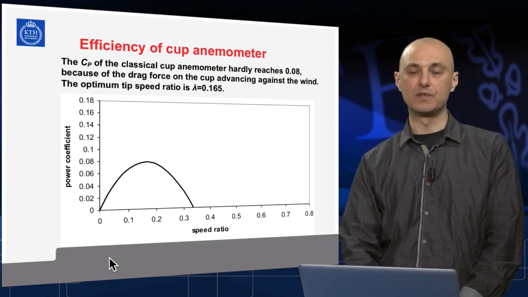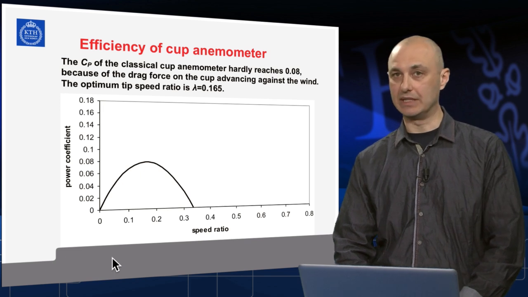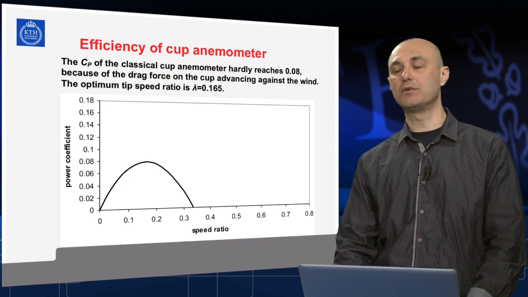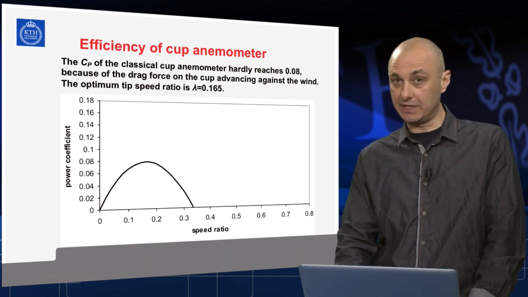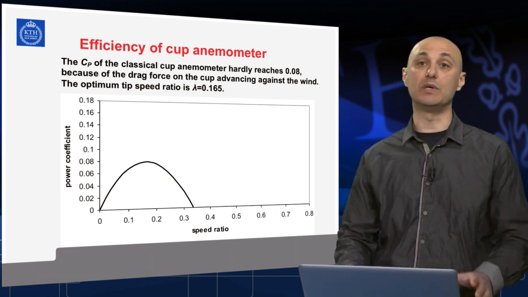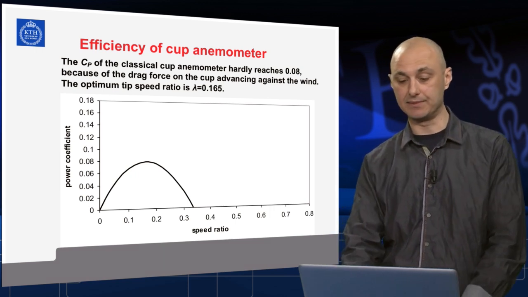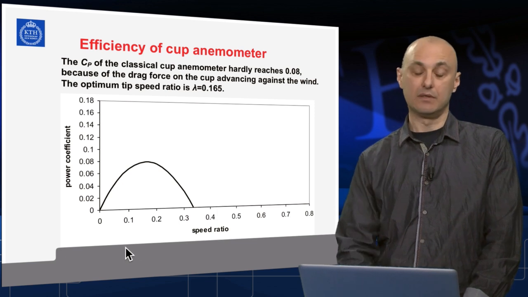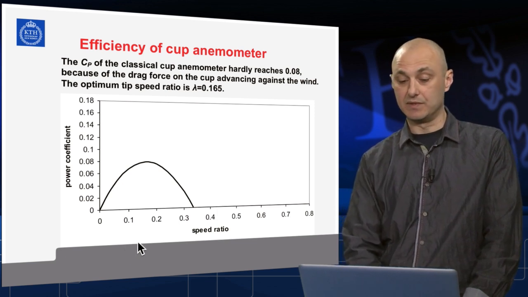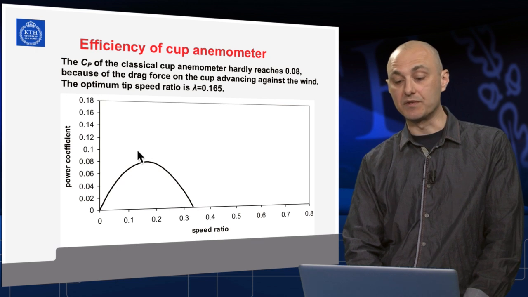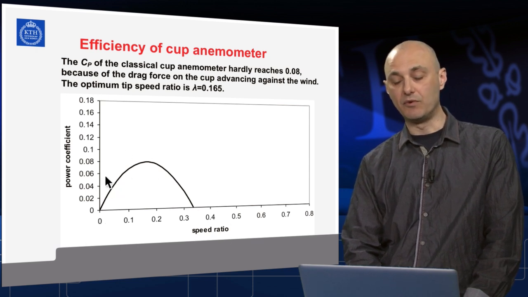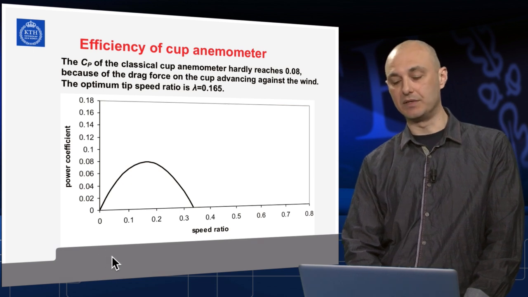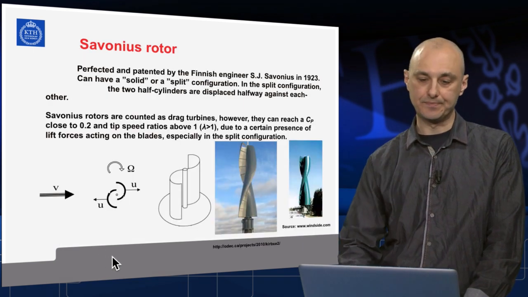So such turbines are absolutely not good as energy conversion devices. They can reach not at all anywhere close to 59% efficiency, which we saw is the maximum possible for the best case. But they are actually very good as wind speed measurement devices because it's a smooth function relating the power extracted with this turbine to the wind speed.